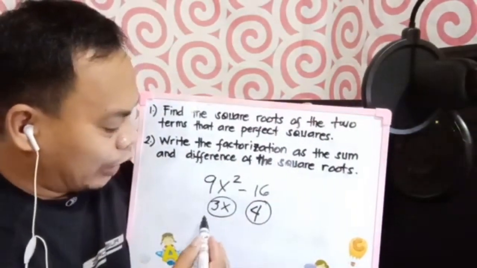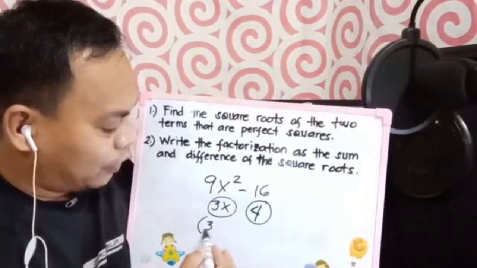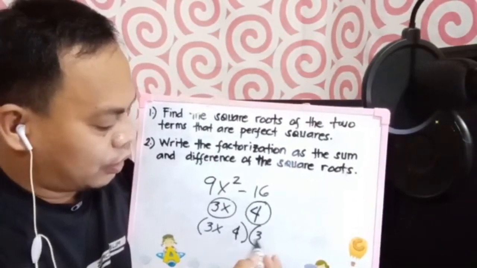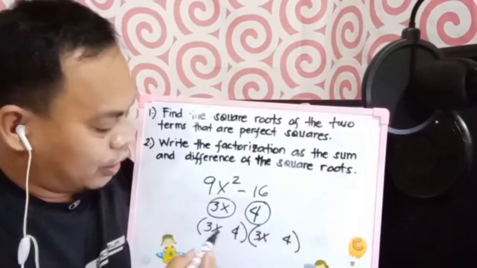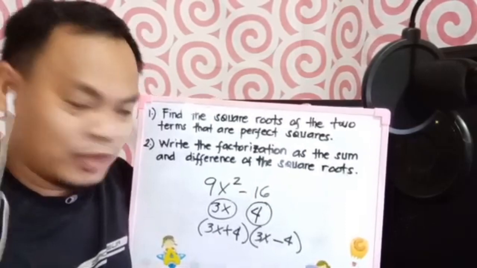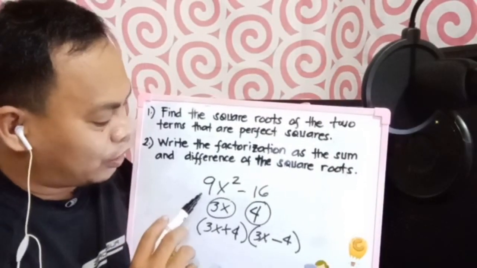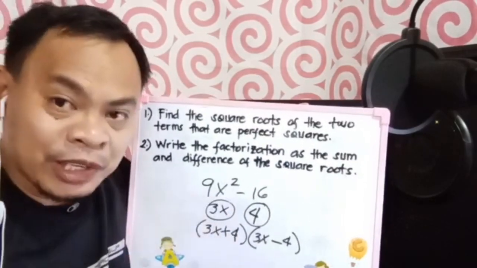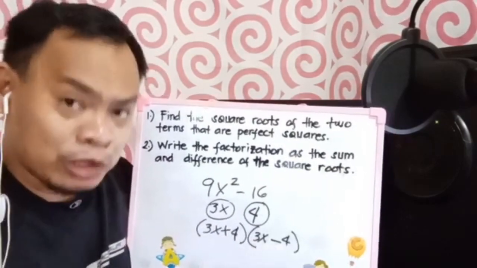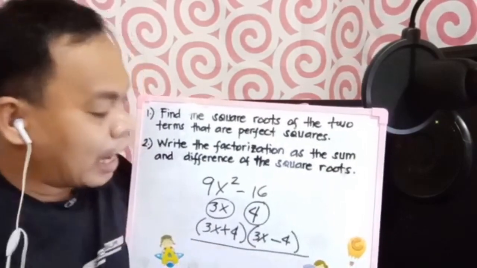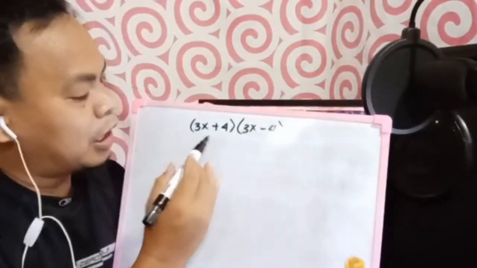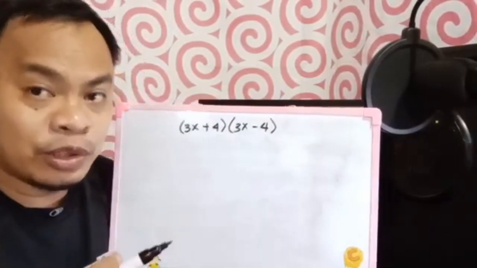So therefore, we write this one into this form. We have 3x, 4, 3x, then 4. This one is the sum, and this one is the difference. So the factor of 9x squared minus 16 is 3x plus 4 times 3x minus 4. So this is now our answer. Okay, so this is our answer. 3x plus 4 times 3x minus 4.